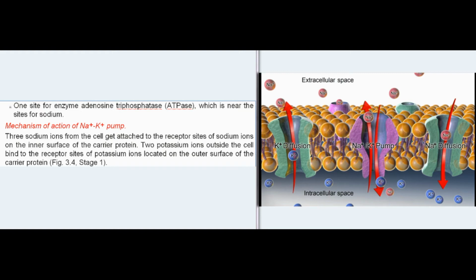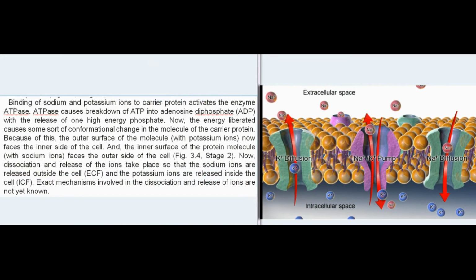Mechanism of action of the Na+-K+ pump. 3 sodium ions from the cell get attached to the receptor sites for sodium ions on the inner surface of the carrier protein. 2 potassium ions outside the cell bind to the receptor sites for potassium ions located on the outer surface of the carrier protein, Fig 3.4, Stage 1. Binding of sodium and potassium ions to the carrier protein activates the enzyme ATPase. ATPase causes breakdown of ATP into adenosine diphosphate, ADP, with the release of one high-energy phosphate.